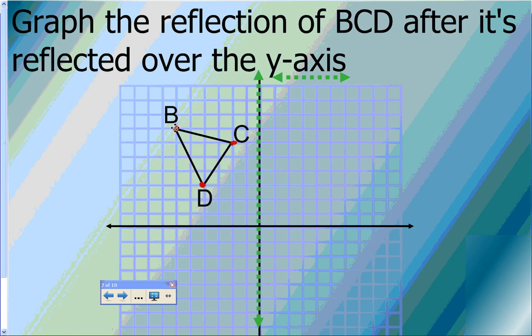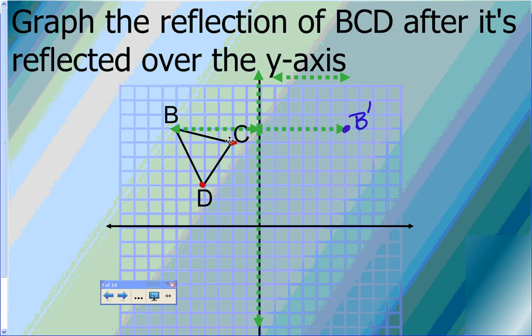Do the same thing as we did on the previous example. See how far away each point is from the line of reflection. So point B is 1, 2, 3, 4, 5, 6 units away. So I want to make it 6 units away on the other side. 1, 2, 3, 4, 5, 6. And now that's my new point B, which I'm going to call B prime.